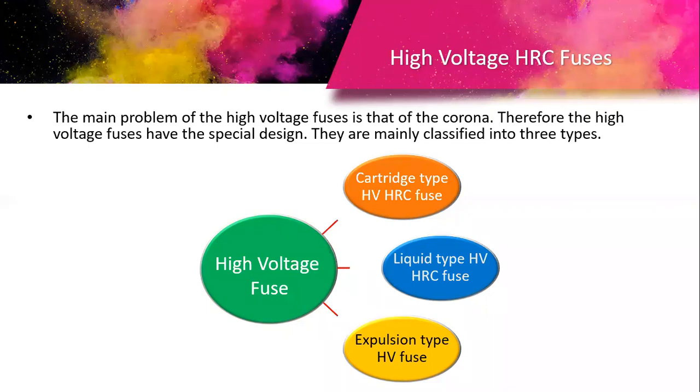They are mainly classified into three types. High voltage fuses are classified into cartridge type, high voltage HRC fuses, liquid type HV fuses, and expulsion type fuses. Let us see first the cartridge fuse.